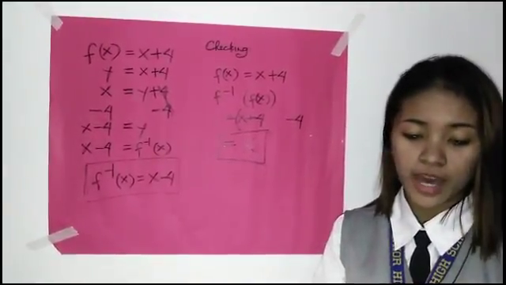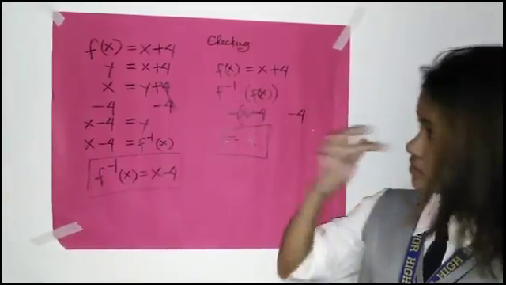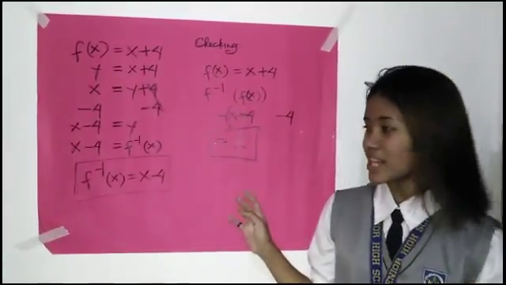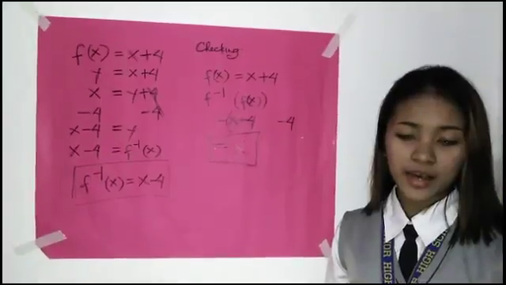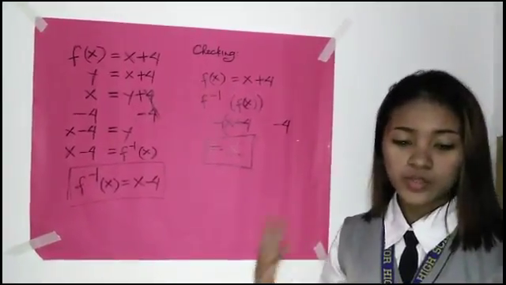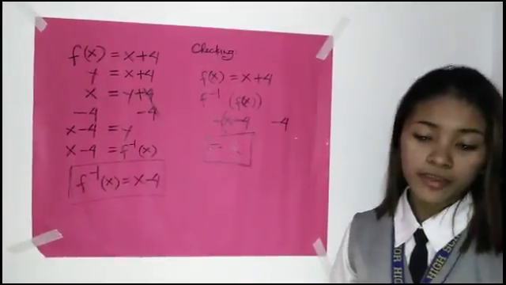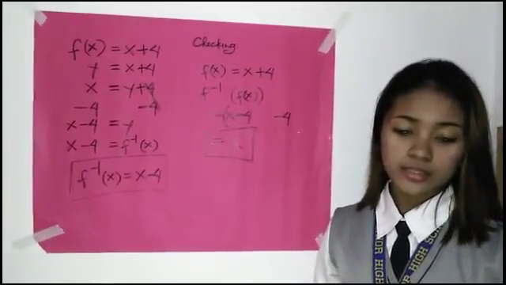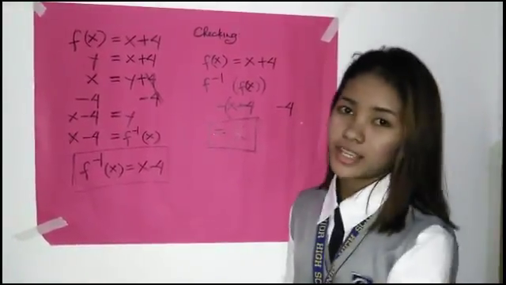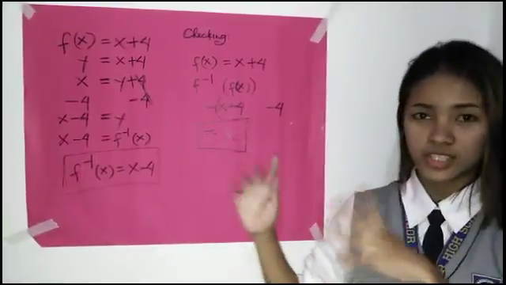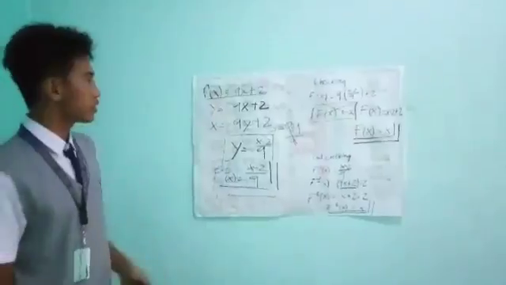Okay, let's do the checking. So we're going to take the inverse of the original function. Now the inverse function is x minus 4. So we're going to replace the x portion of that with the original function. And now we'll simplify and look, I end up getting back x. That's how I know and check the topic of inverse function.